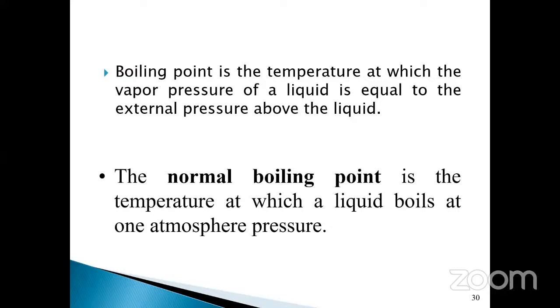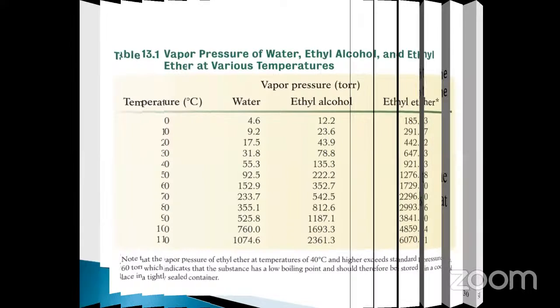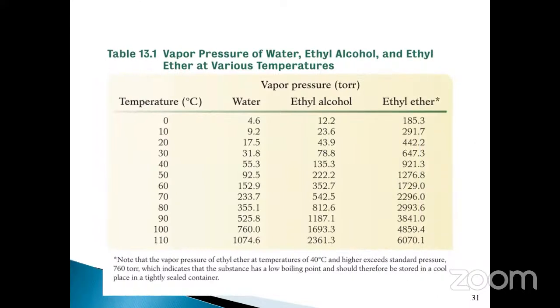And then we have what is known as a normal boiling point, which is the temperature at which a liquid boils under 1 atmosphere pressure conditions, right? So if the external pressure is 1 atmosphere, then that boiling point would be called the normal boiling point, all right? So typically, when substances' boiling points are quoted, they're quoted under normal conditions of 1 atmosphere.